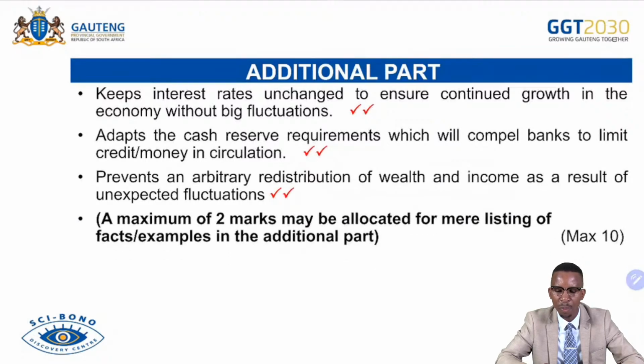Maximum of 2 marks for mere listing. It is very important that in the additional part you provide the full explanation. You don't just list, because if you list, you will be getting a maximum of 2 and the rest won't be given marks. Maximum will be 2 for everything. Then this gives you 10 marks.